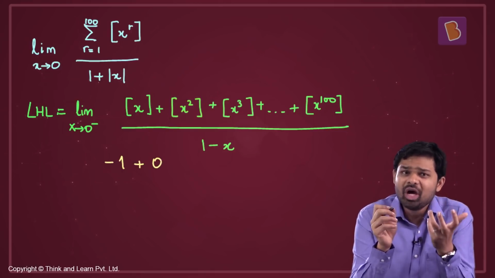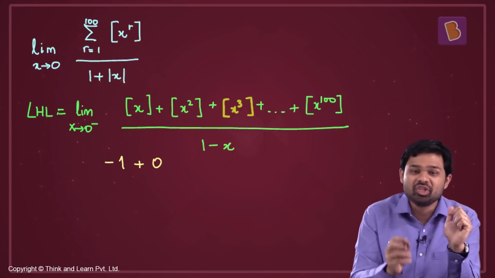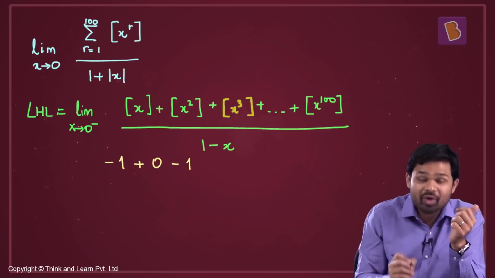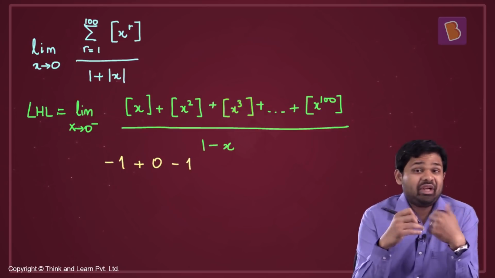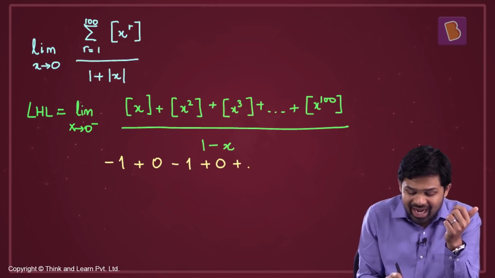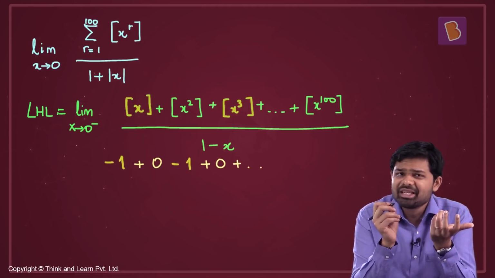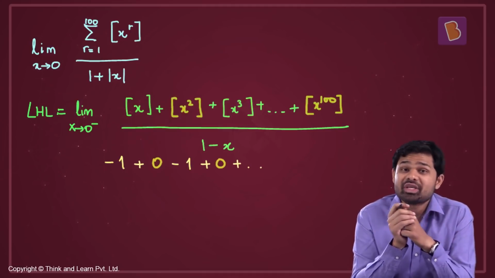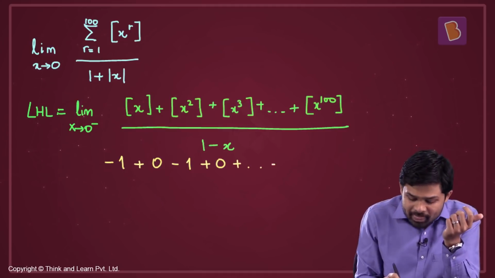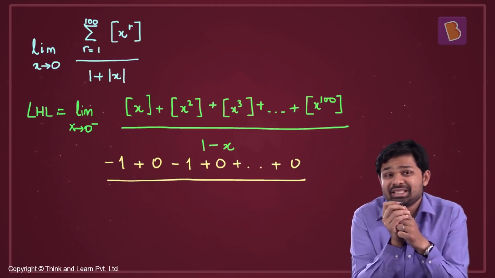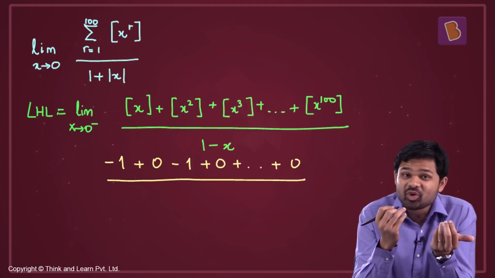Similarly, x cube would be a negative number between 0 and -1. So the greatest integer of that is going to be -1. If I take x power 4, I'll get the greatest integer of that to be equal to 0, and so on. I see that every odd power of x will give me a -1, and every even power of x is going to give me a 0. So I have how many zeros and how many ones? In fact, I have 50 zeros and 51.